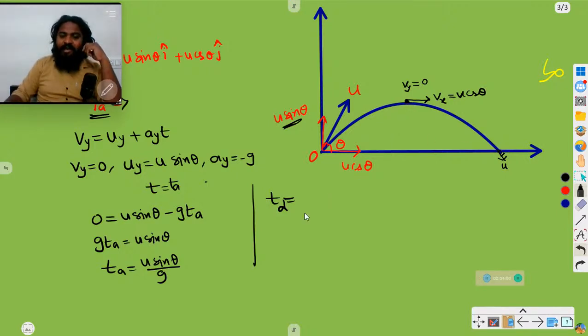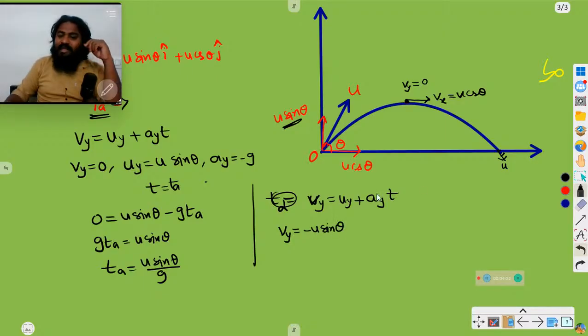striking the ground, right? Or else, if you want to find it out, you use the same formula again. What is that? Vy = Uy + Ay into t. Same formula you can use to find it out, right? So what is Vy here? Here, do remember, Vy is equal to minus u sin theta.